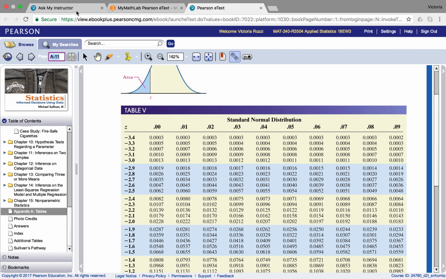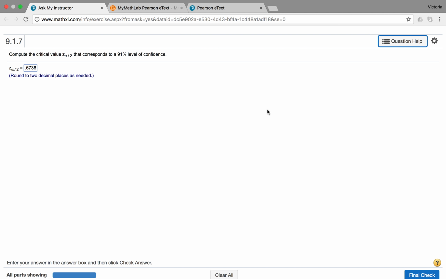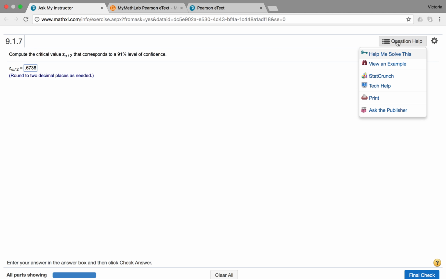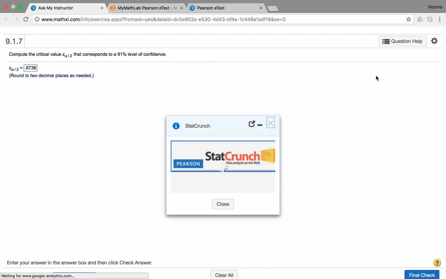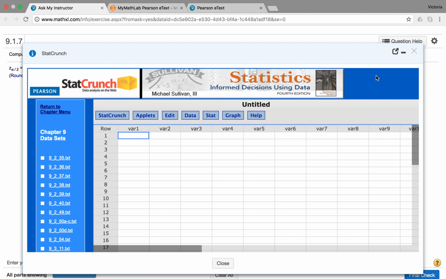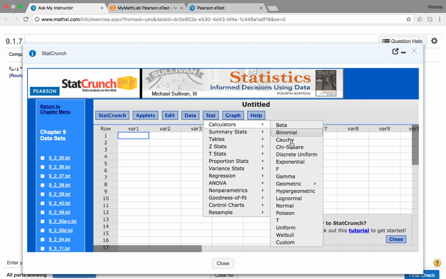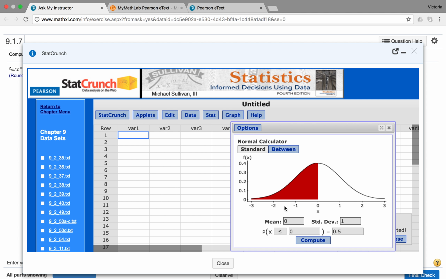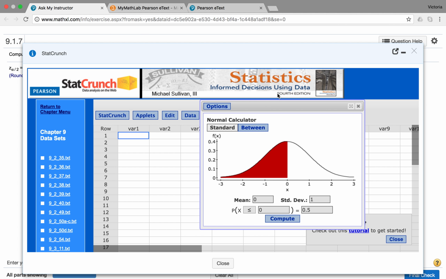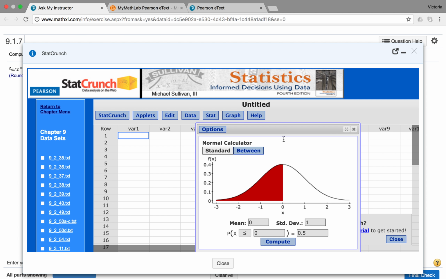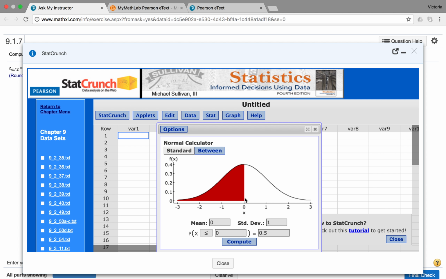So the way that you find this through StatCrunch, go back to your question help, click StatCrunch, and you have this standard normal calculator here. So if I go to Stat, Calculators, and I go down to Normal, you'll see a picture that's very much like the one I just showed you in the text. Now you'll see here that we have a mean of 0 and a standard deviation of 1. That means this is the standard normal curve.